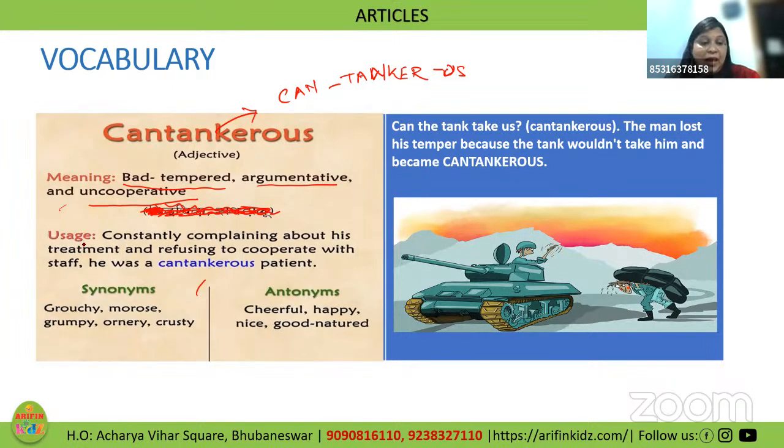And how do we use it? We use it when somebody is constantly complaining about his treatment and refusing to cooperate with the staff, right? He was a cantankerous patient. If the patient is not paying attention to the doctor's words and is always in a mood.